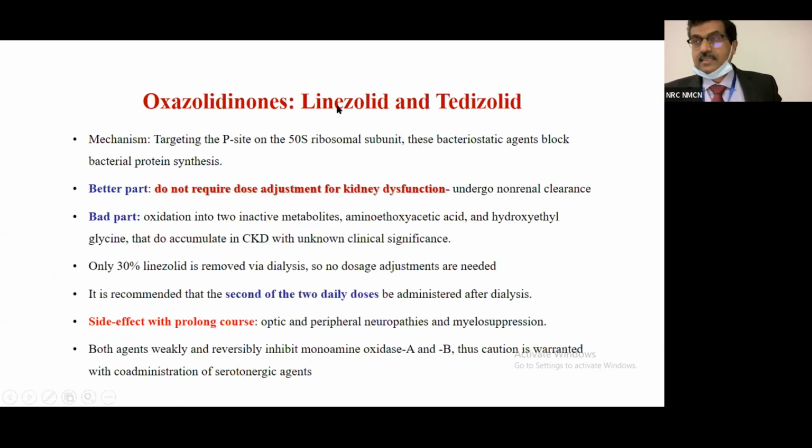Other drug is the linezolid that is available. Tedizolid is not available in India right now, but again it is a bacteriostatic drug used mainly for the gram-positive organisms, used in place of the vancomycin. Better part from the renal point of view, they do not require dose adjustment for the kidney function, but bad part is the two metabolites, particularly inactive metabolites. It is thought that they accumulate in the patient with the renal failure, and it is thought that some of the side effects like the myelosuppression and some of this optic and peripheral neuropathy might be happening because of this accumulation of these inactive metabolites in renal failure patients.